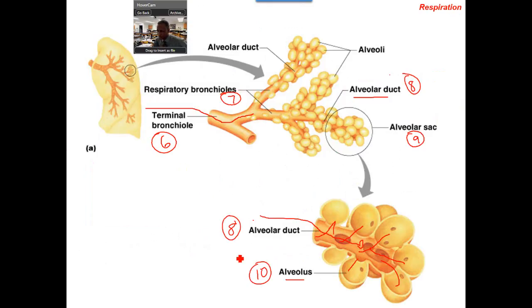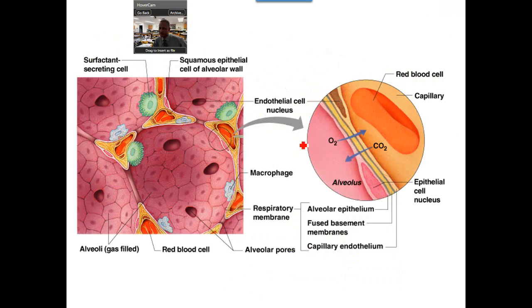Now, if we were to zoom in here, I didn't number this, but here's number 10, the alveolus. It's going to interact with right here, it's actually called an endothelium, and you'll see that part right here. These are epithelial cells. You can identify squamous epithelial cell walls, and then they fuse to make this little membrane here, and it's called a basement membrane. And here is a red blood cell. There's the capillary.